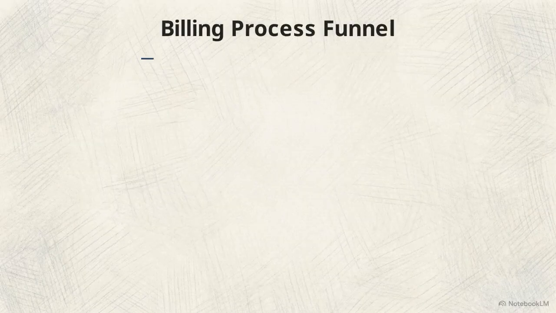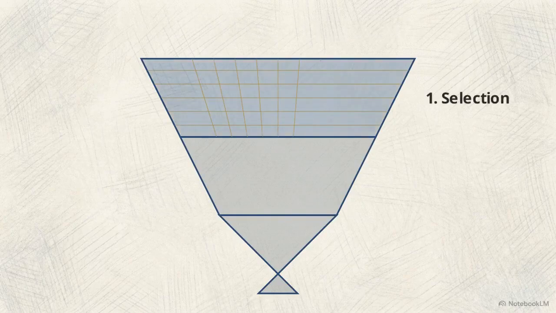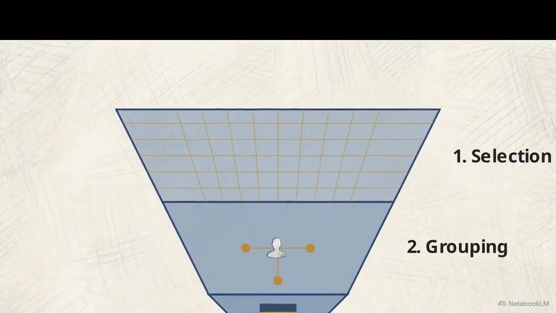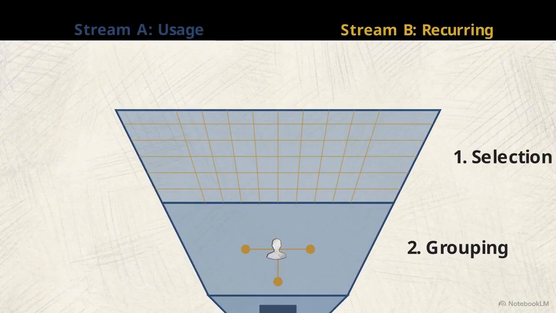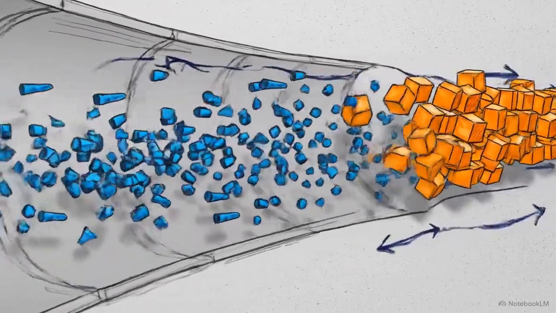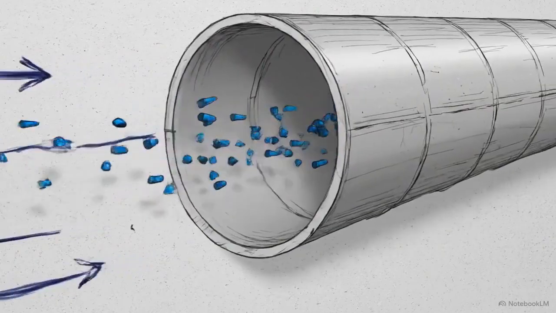This diagram illustrates the core engine of SAP convergent invoicing, the billing process funnel. This engine operates in 3 strict sequential phases: selection, grouping, and aggregation. To observe how this manages diverse streams, let's trace the data of Telecom 1. On the left, Stream A handles massive volumes of rapid micro-usage charges. On the right, Stream B handles fewer recurring monthly fees. How does a singular billing engine process these radically different streams concurrently without accidentally inserting a microscopic data usage fee into an internet sales invoice?